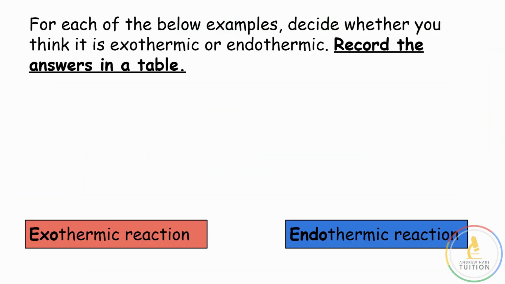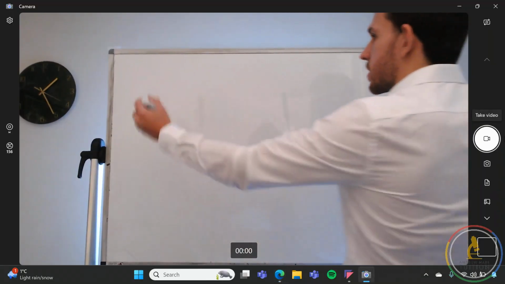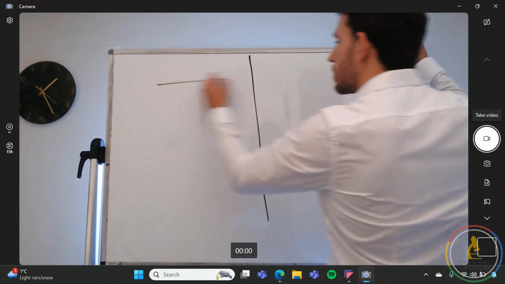Okay, so we know the differences between exothermic and endothermic reactions. We've looked at a couple of ways to remember which one's which, and we've even just applied it with a quick exam question. Now, I want to move on and have a look at some examples of exothermic and endothermic reactions. And the way that we're going to do this is firstly, and I'd like you to do this at the same time as me, we're going to create a little table.